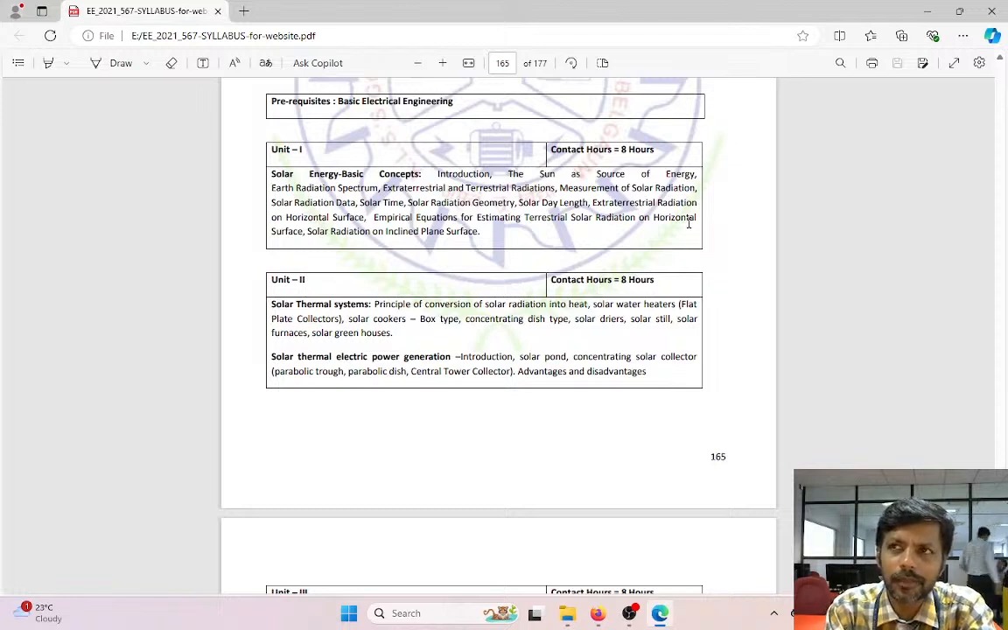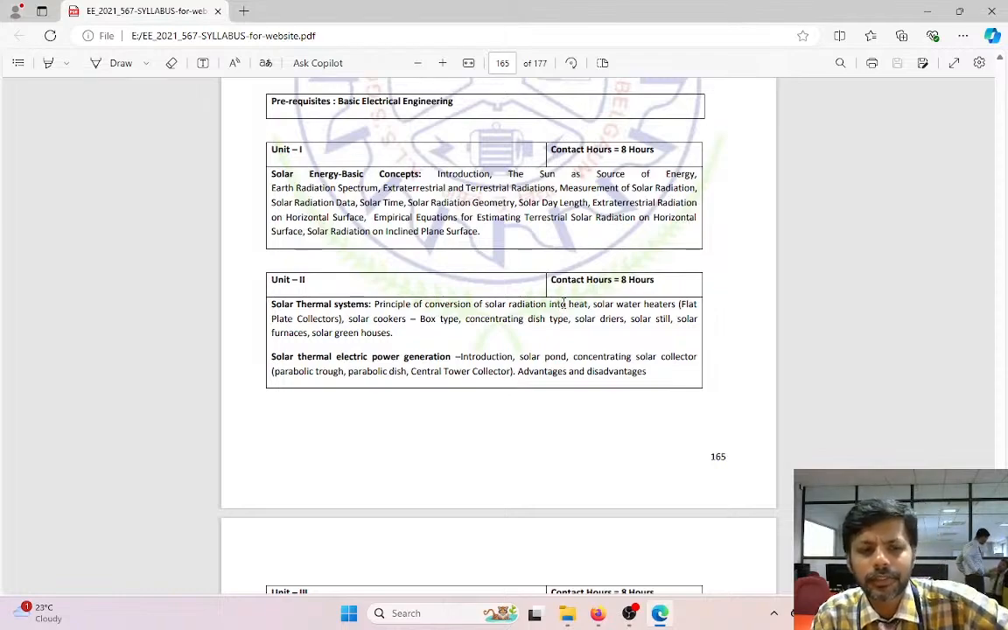So the best example is a solar pond. Means solar ponds will be created, and a lot of heat will be trapped in the pond, and that heat will be given to the boilers, and then the power generation will be done. So that is one best example. So all these concepts we are going to discuss in the second unit.